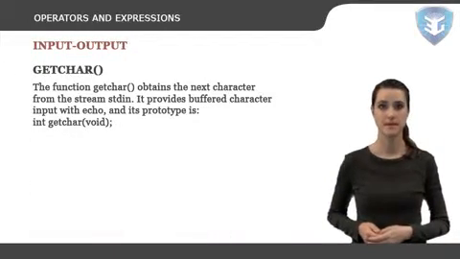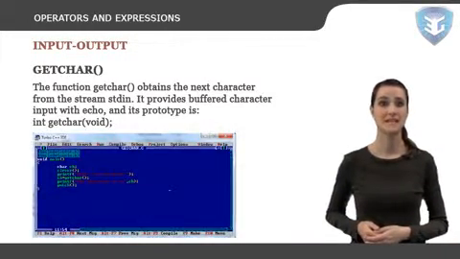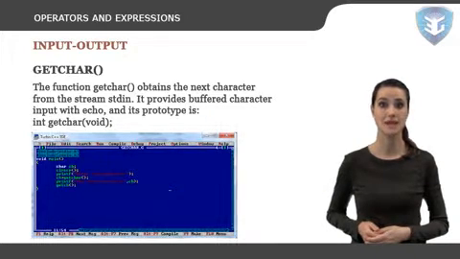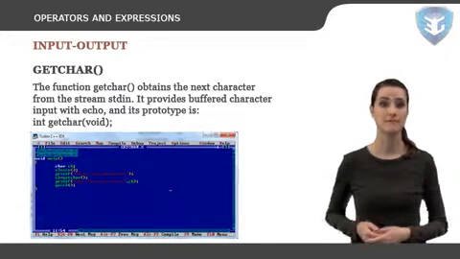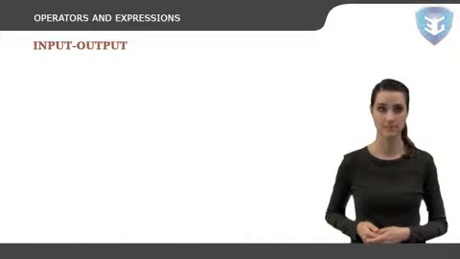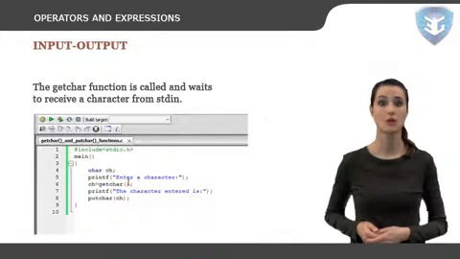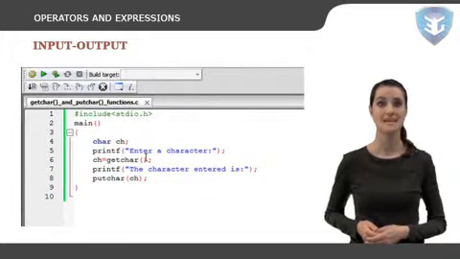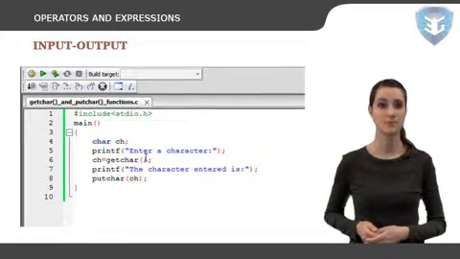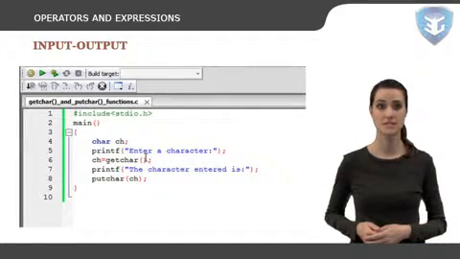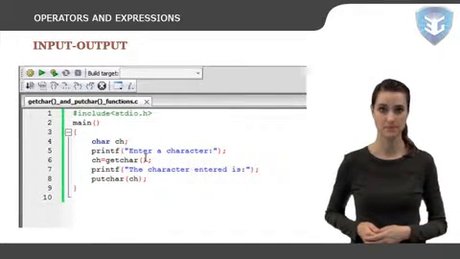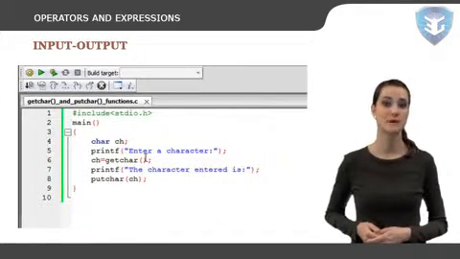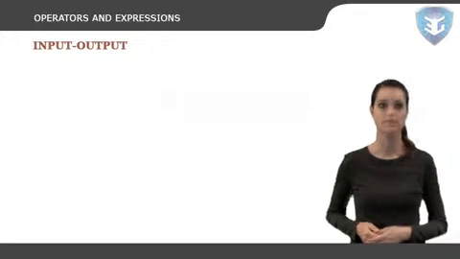getchar method. The function getchar obtains the next character from the stream stdin. It provides buffered character input with echo. The getchar function is called and waits to receive a character from stdin. Because getchar is a buffered input function, no characters are received until one presses enter. However, each key one presses is echoed immediately on the screen.